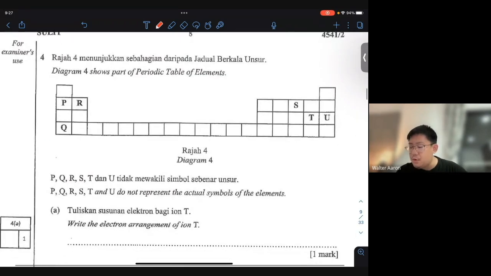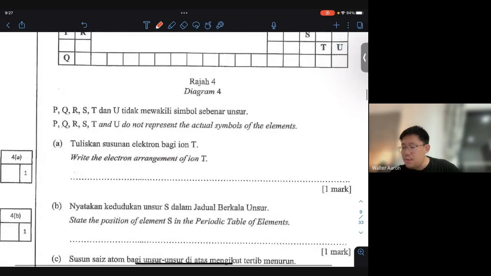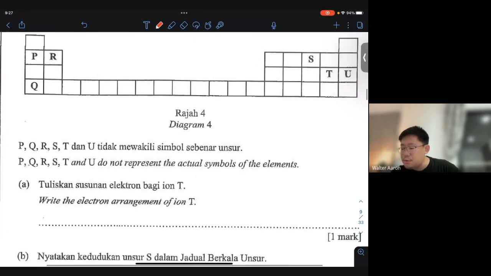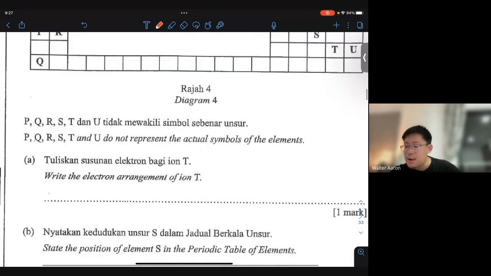That's for number 4. Then number 4 shows a part of the periodic table, P, R, S, T, U, Q. Write the electron arrangement of ion T. I see, this is trying to trick you. Most of us ignore the fact that the word ion is there. So we might miss that out.